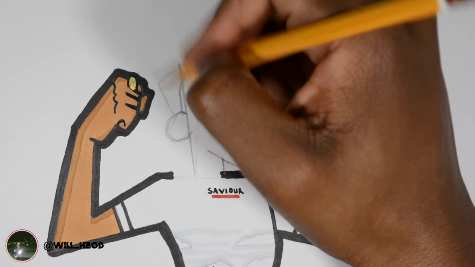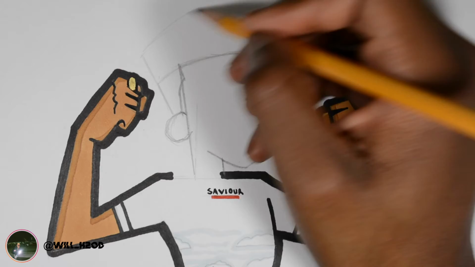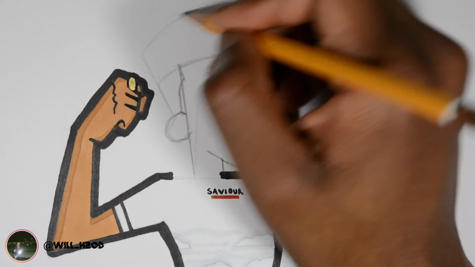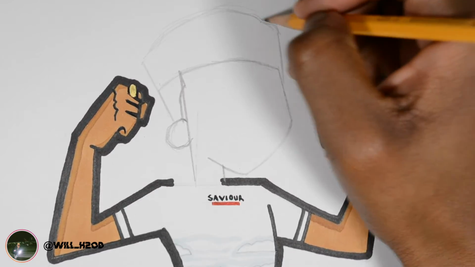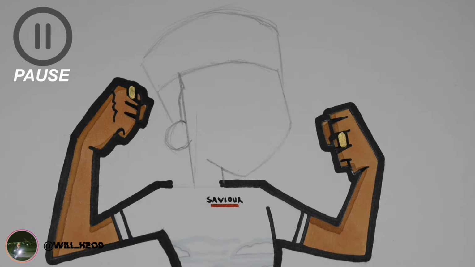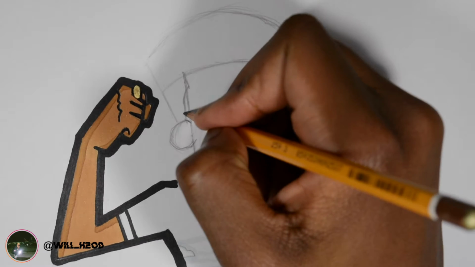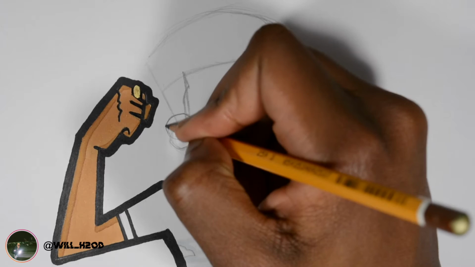So for the hair, I'm just drawing rough guidelines now. If you've got a lower hairstyle, obviously draw the lines a lot lower and curve the top a bit more, I guess.